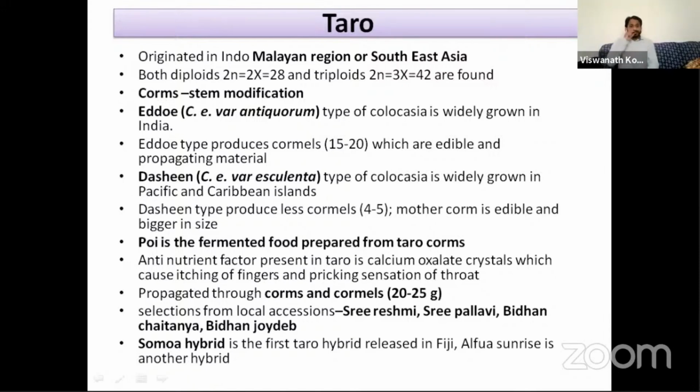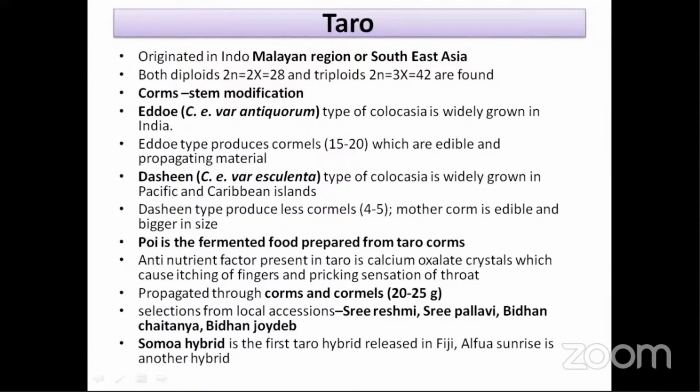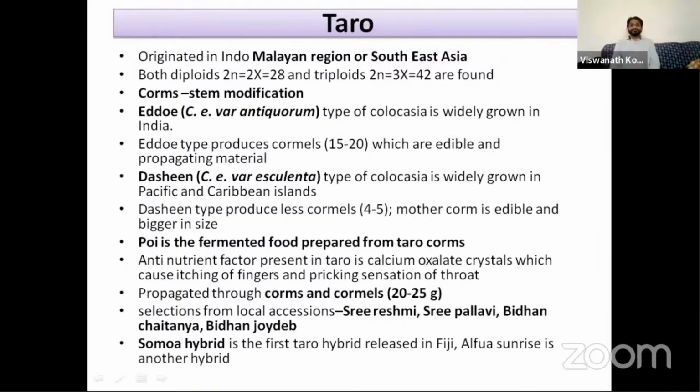Poi is an important fermented product prepared from the taro corms. There is an anti-nutrient factor present in the taro. If you touch the taro, you can get itching on your fingers, and if you consume it, you can feel a prickling sensation in the throat. That is due to the presence of the anti-nutrient factor, calcium oxalate crystals. This is also another important question. The itching sensation in the taro is due to the presence of calcium oxalate crystals.